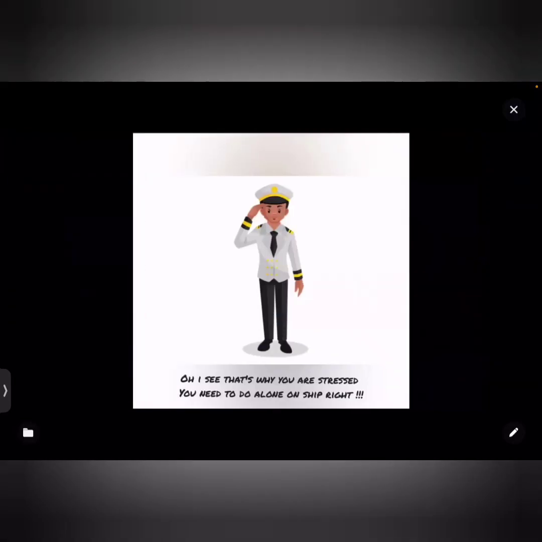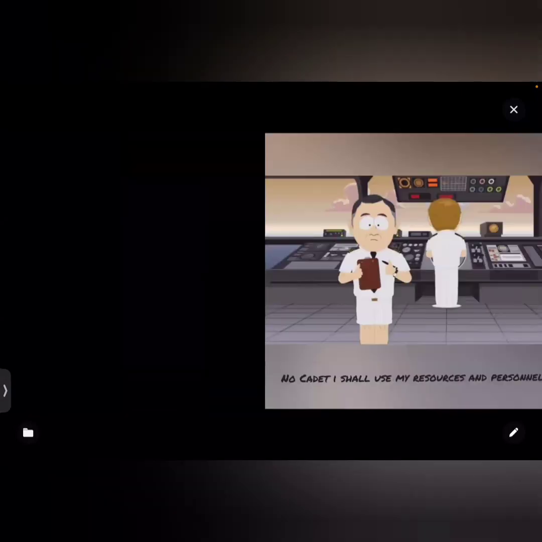Oh, I see. That is why you're stressed. You need to do it alone on ship, right? Now, the cadet is telling the captain that you are alone and you are going to do it alone on ship. That is why you look so stressful.